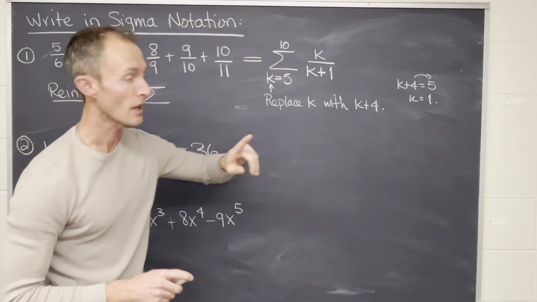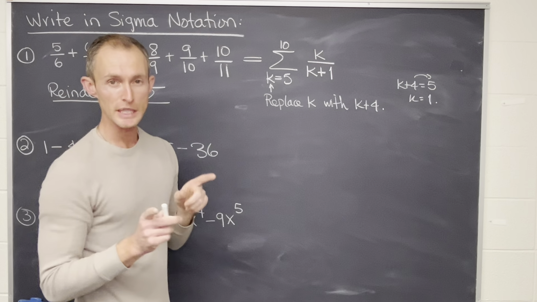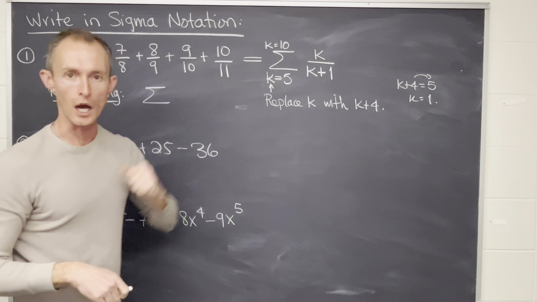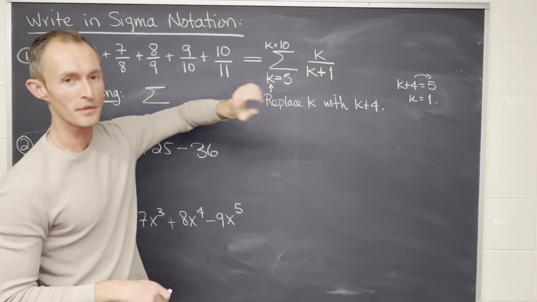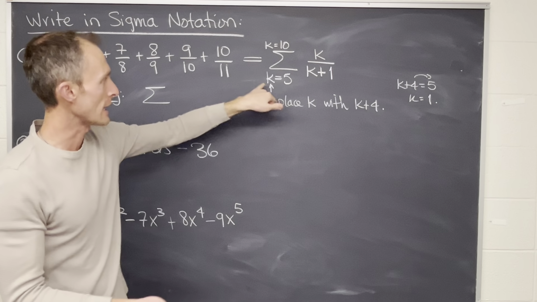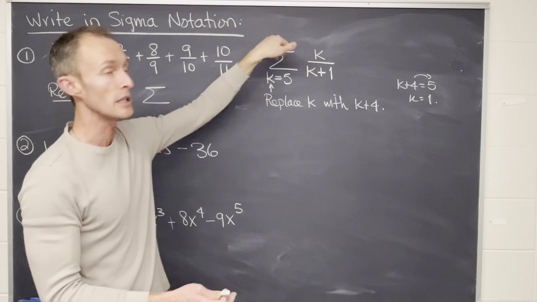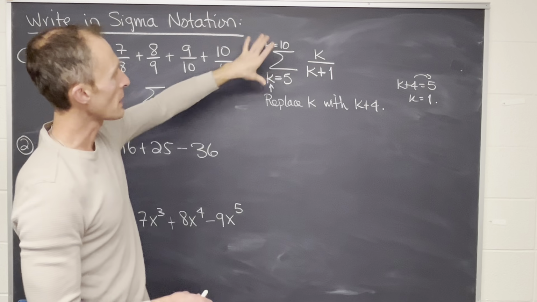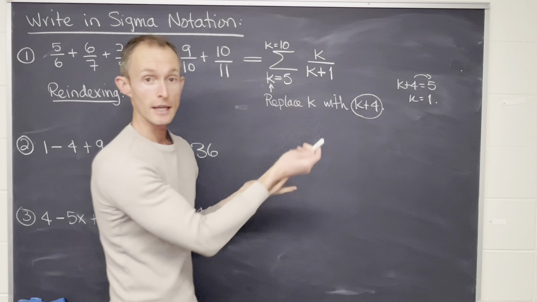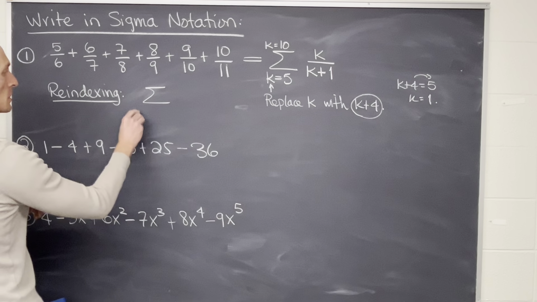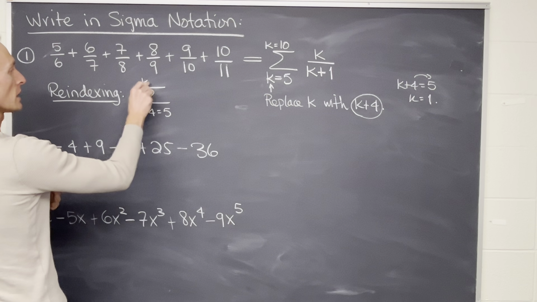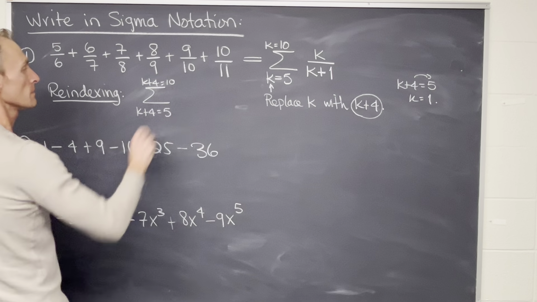The one thing you have to be very careful about, though, is very rarely do you see sigma notation where they actually say k equals 10 at the top. It's typically just the number, but technically you should have a k equals 10 at the top, because it's saying k goes from 5 up to k equals 10. So if I want to re-index, I'm just going to replace all the k's with k plus 4s. I'm going to get k plus 4 equals 5 up to k plus 4 equals 10.